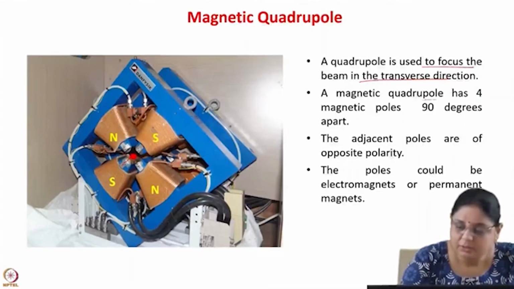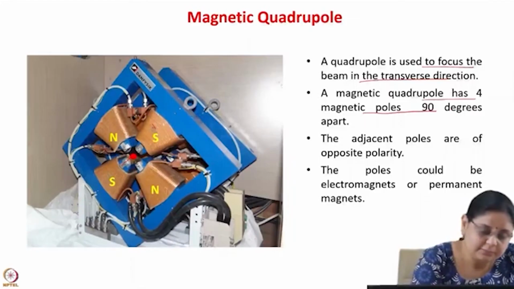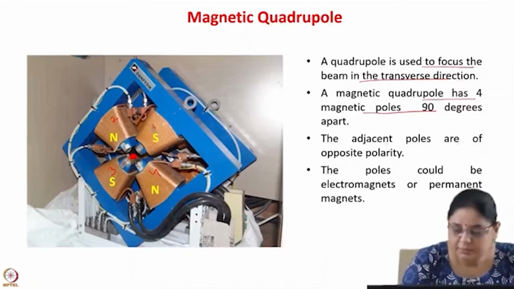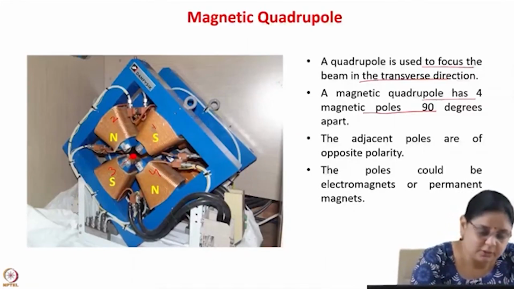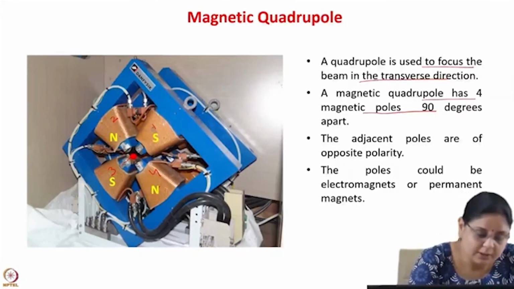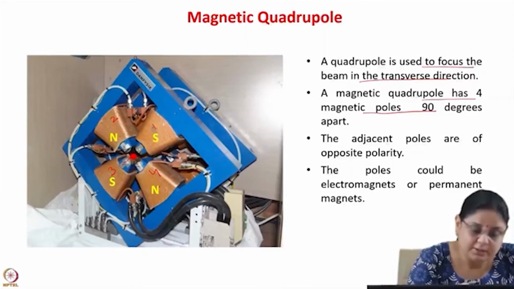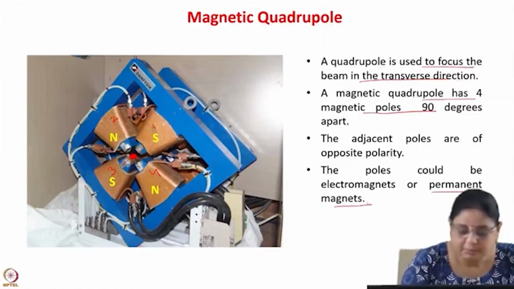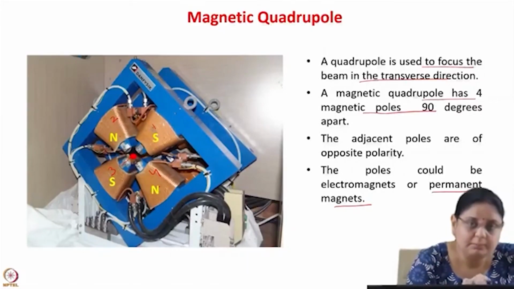The magnetic quadrupole has 4 magnetic poles 90 degrees apart. So you can see 4 poles here and they are 90 degrees apart. The adjacent poles are of opposite polarity. So if this is a north pole, this is a south pole, this is again a north pole and this is a south pole. These poles could either be electromagnets. In this case they are electromagnets. You see that there are coils wound around here, and depending on the direction of the flow of current in these coils, this will be a north pole or a south pole. You could also use permanent magnets. So these poles could also be permanent magnets.